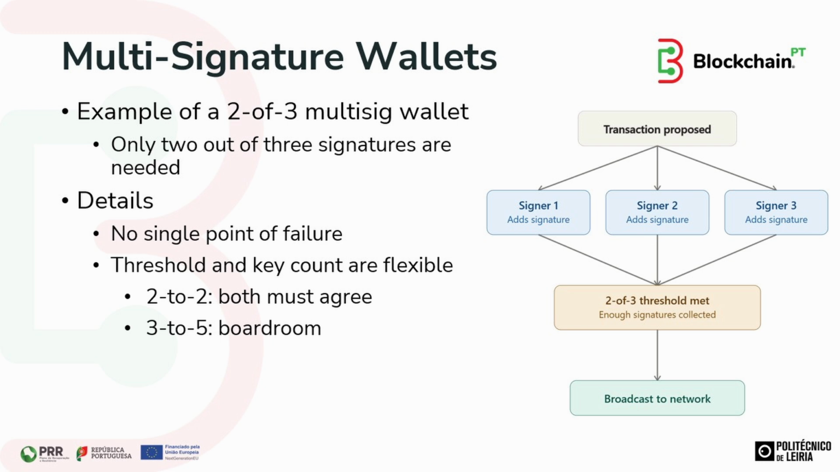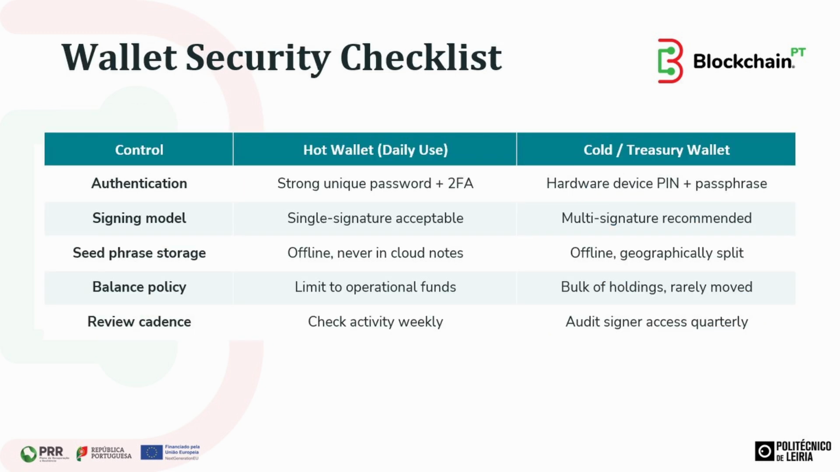Let's look at 2 examples. First, a 2 of 3 multi-sig wallet, where only 2 out of 3 signatures are needed. In the other example, we have the so-called boardroom requiring 3 out of 5 approvals. We now present the wallet security checklist, which has 5 items: authentication, signing model, seed phrase storage, balance policy, and review cadence. The checklist is adapted to hot and cold wallets.